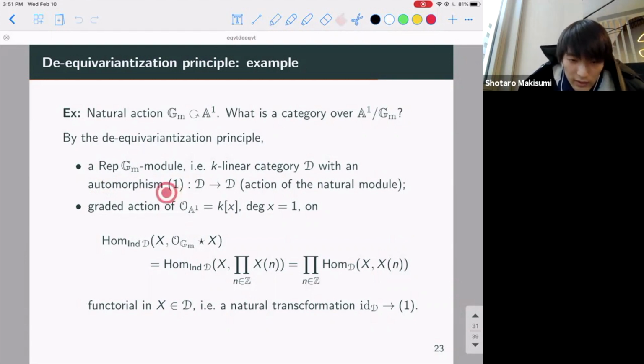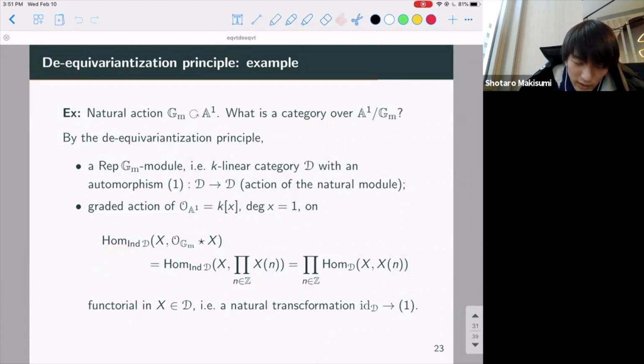So that data is the same thing as just giving a category D with an automorphism. Let's call it shift by 1. Okay, now I need to give, according to this principle, an action of the functions on A1, that's a polynomial ring, on this Hom space.